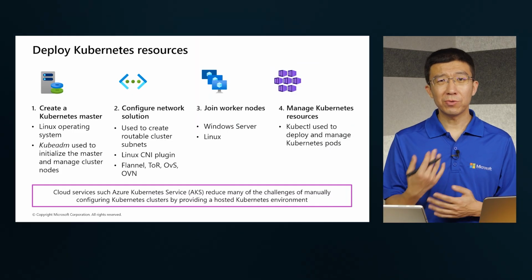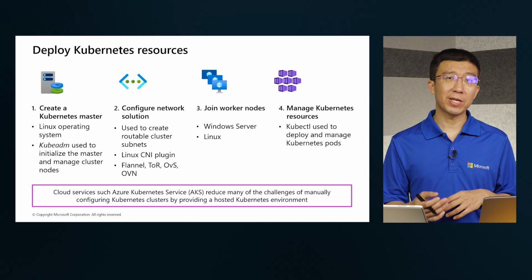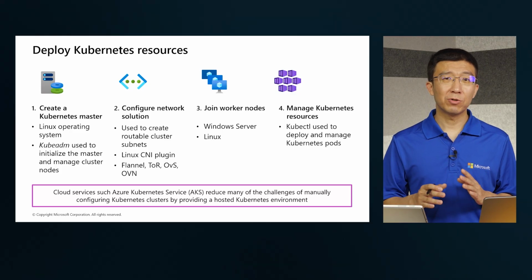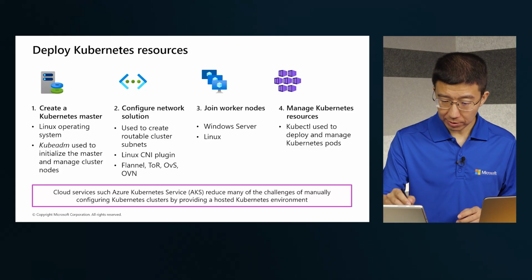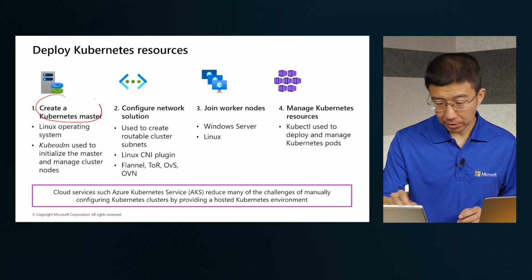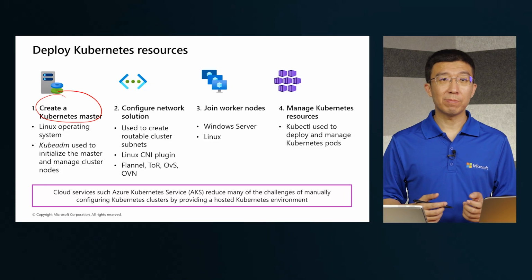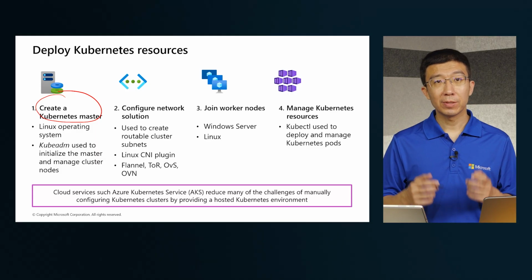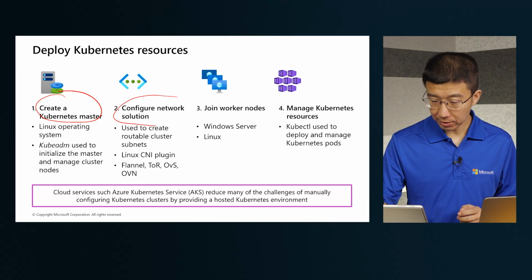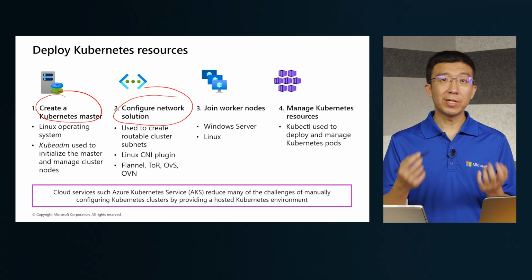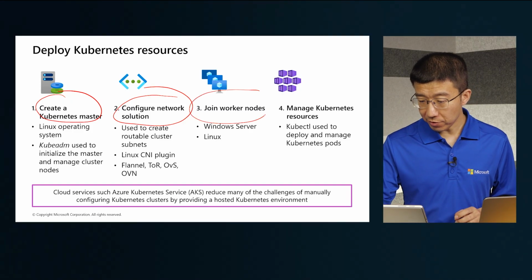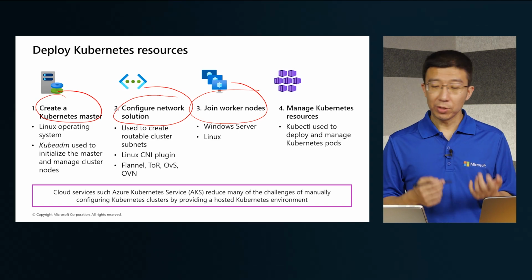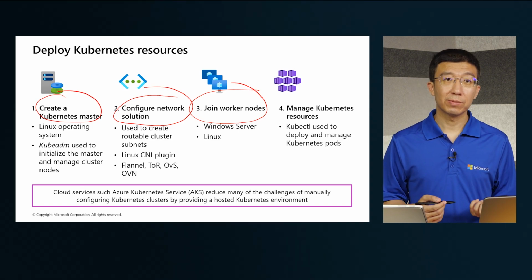Let's walk through the high-level process of deploying Kubernetes resources. First, create a Kubernetes master. Second, configure a network solution. The third step is to join worker nodes.